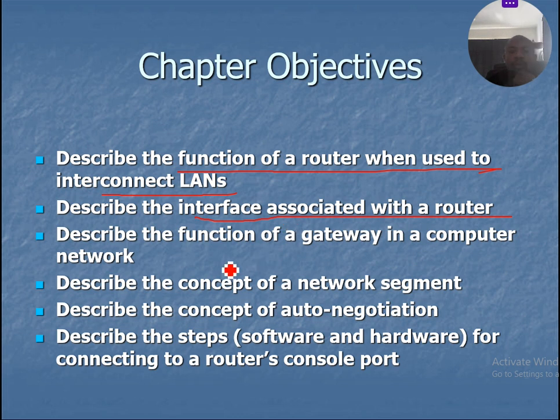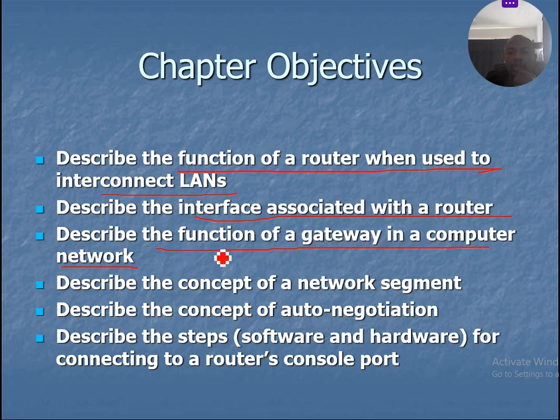At the end of this chapter, one of the things we aim to learn is the functions of a gateway in a computer network. So what do gateways do in computer networks? We're going to look at the functions and the benefits of a gateway in a computer network.